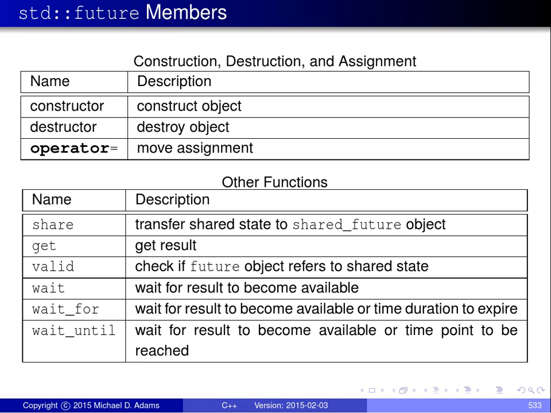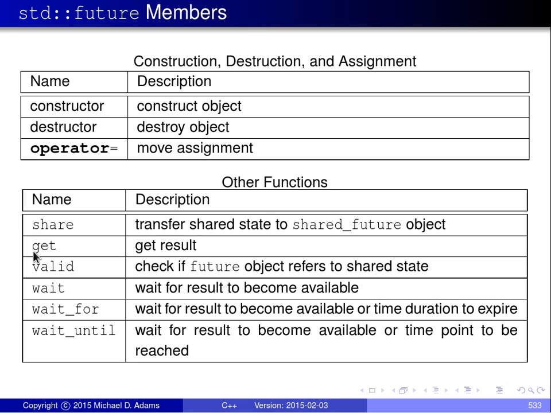On this slide, we have a summary of the members of the future class. So with respect to construction, destruction, and assignment, really the only comment to be made here is just a reminder that objects of type future are movable but not copyable. Then moving on to the more interesting member functions, we have a member function share, which is used to transfer the shared state associated with the future object to a shared future object, and we'll talk about the shared future class a little bit later.